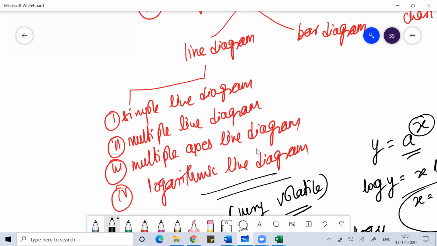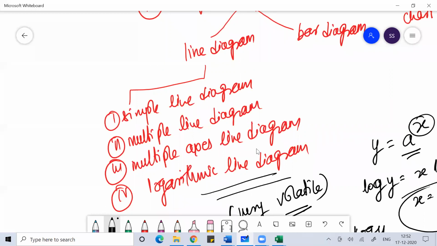So in line diagram, we study simple line diagram, multiple line diagram, multiple axis line diagram, and logarithmic line diagram. So these all we study under line diagram.